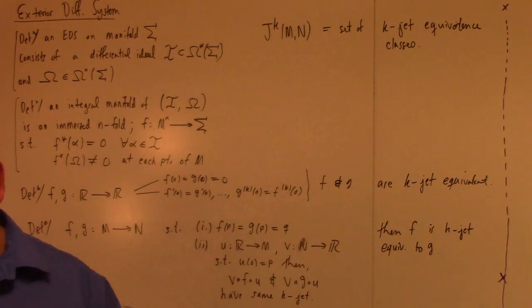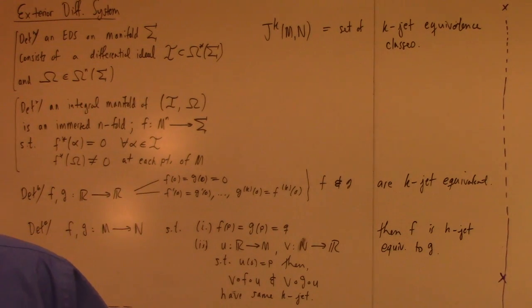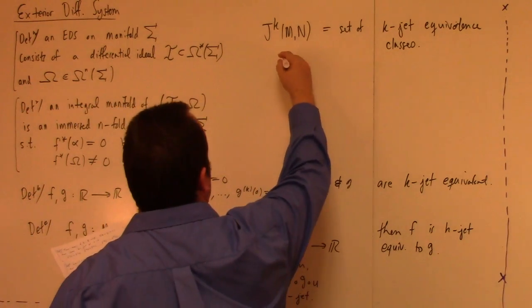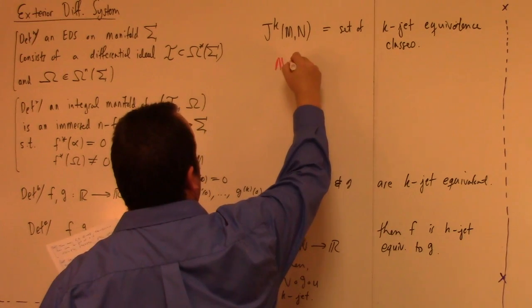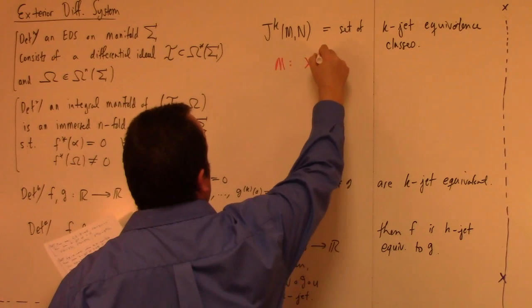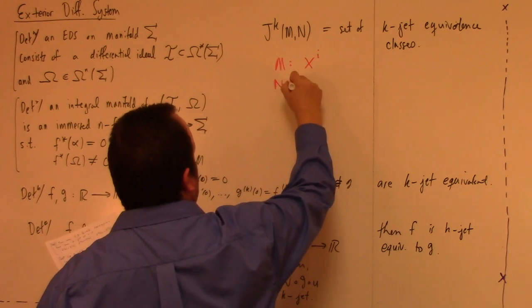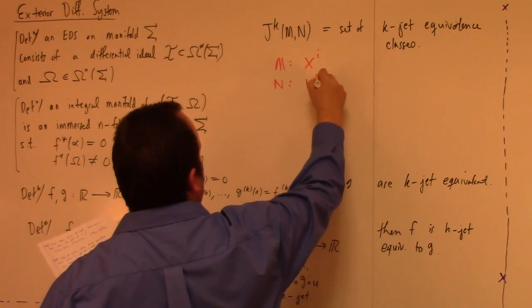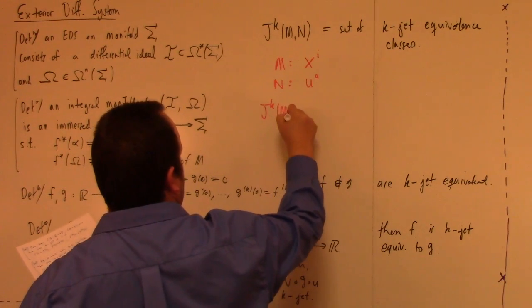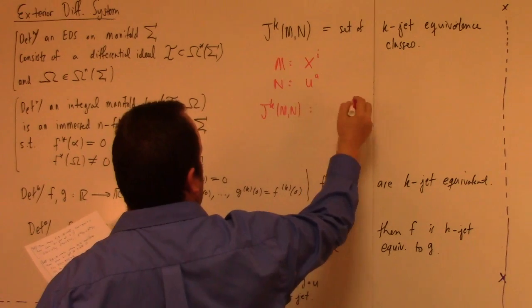It actually is a finite dimensional manifold. This jet, the kth jet space of maps from m to n, and here's how it works. Here are the coordinates. Really what I'm trying to get at is to at least help you do my silly homework problems. So if m has coordinates x upper I, and if n has coordinates, let's say u upper A, then the kth jet space from m to n has a typical coordinate system like this.